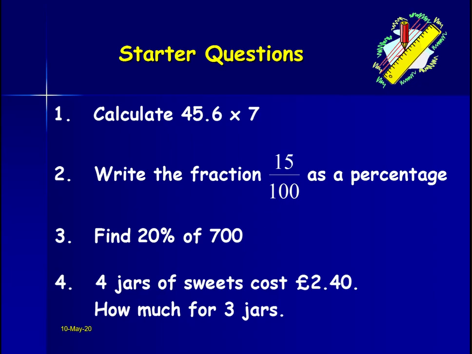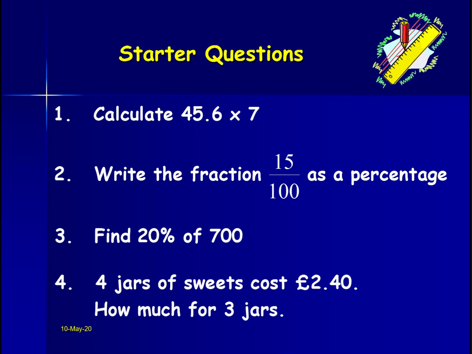Quick starter questions for you. So same again, click pause, get through the questions, and once you're finished, click play again. Okay, question 1. If you multiply that out, you should have 319.2.